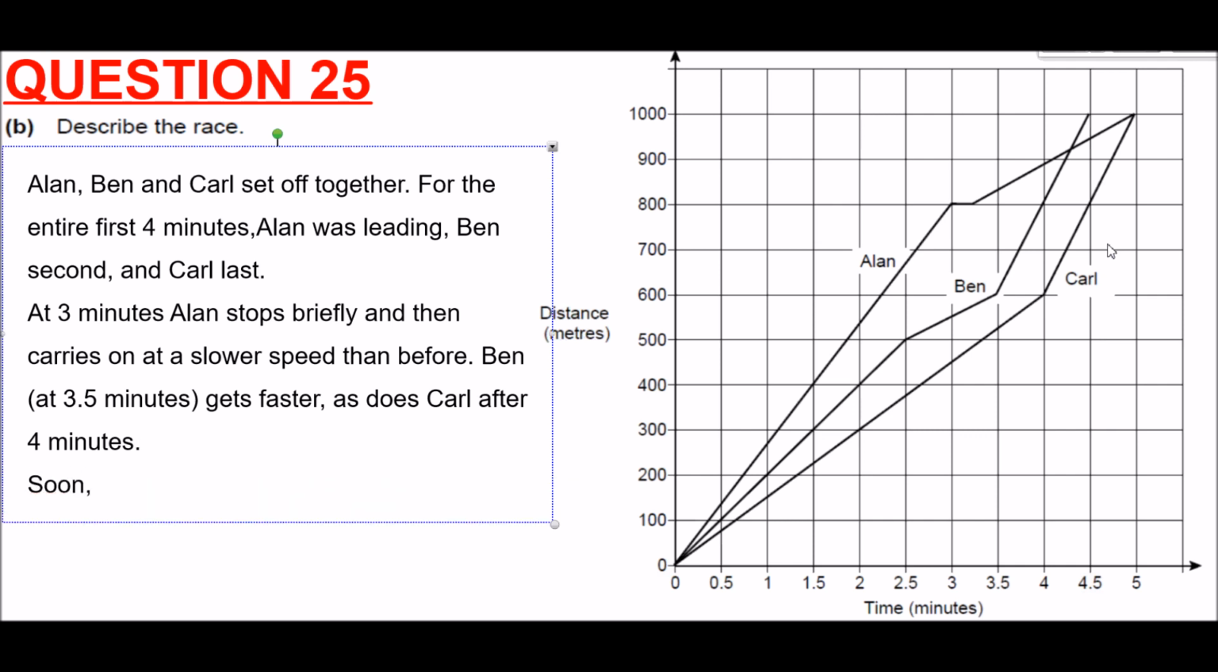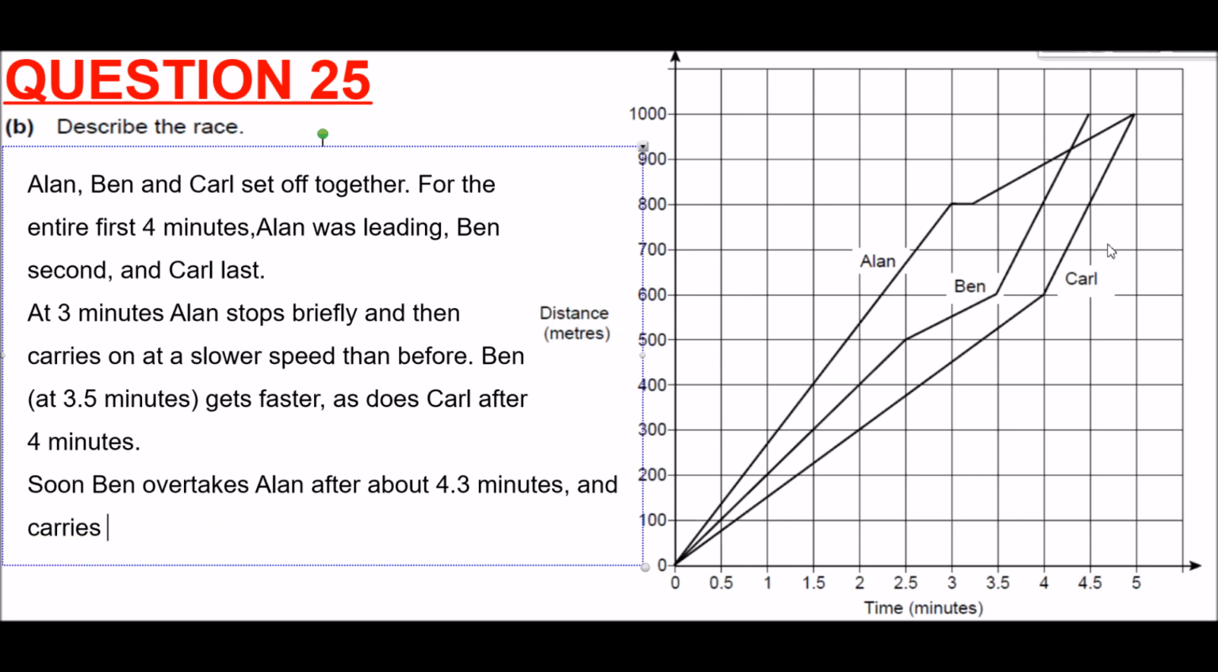So because Alan slows down, the other two speed up, what happens is soon Ben overtakes Alan after about 4.3 minutes or so on the diagram. It's hard to see exactly. And carries on to win the race.